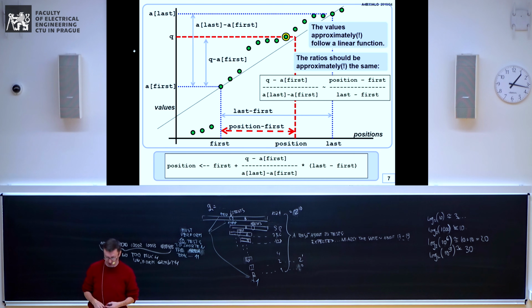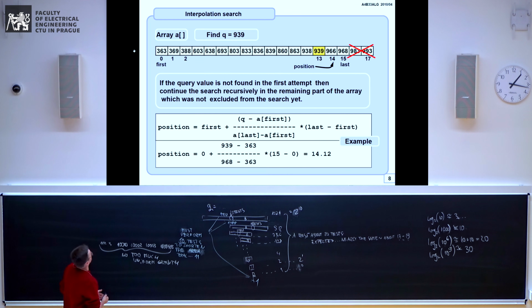With the position, you again may repeat the search. We have our formula yielded 15. So now you are limited just to this part, and you may repeat the stuff again.